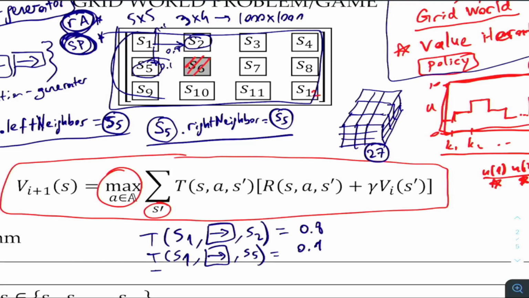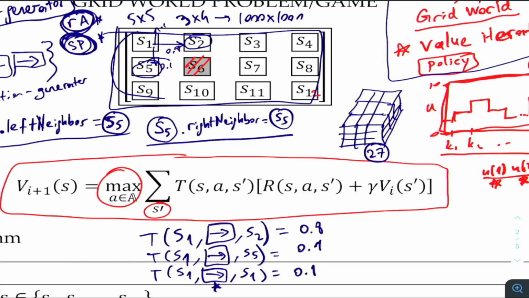0.1, by the way. T of S1, again right action, and S1. What is that? Again, 0.1. Why? When you are in S1 and you press right action, you have 0.1 chance of getting to the up neighbor of S1, and the up neighbor of S1 is S1.